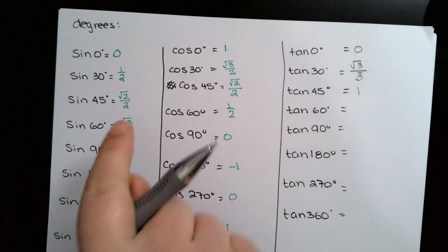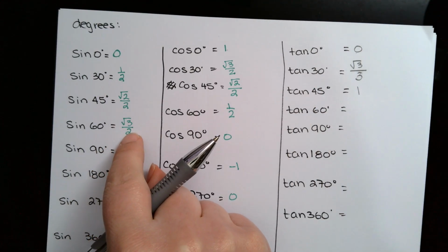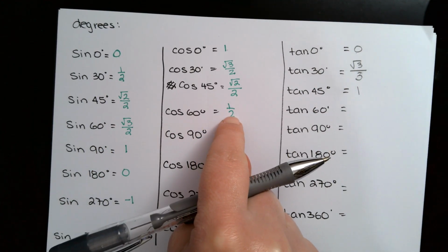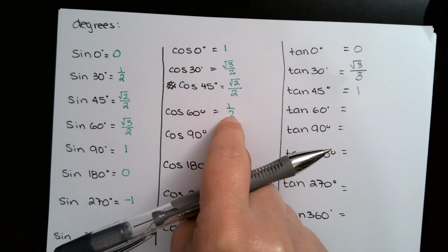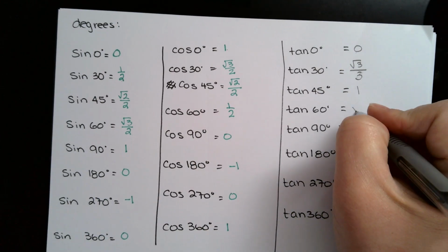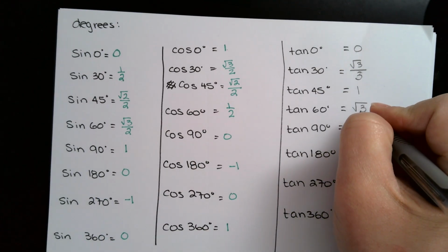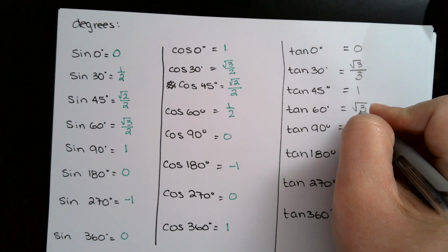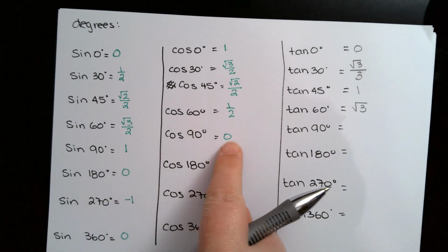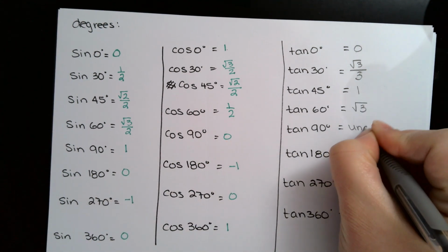Then we got tangent of 60. 60 is root 3 over 2 sine. Cosine is 1/2. This one still will do keep, change, flip. Crossing the 2's out, this will be square root of 3. 90, because now we have 0 in the denominator, this is actually undefined.